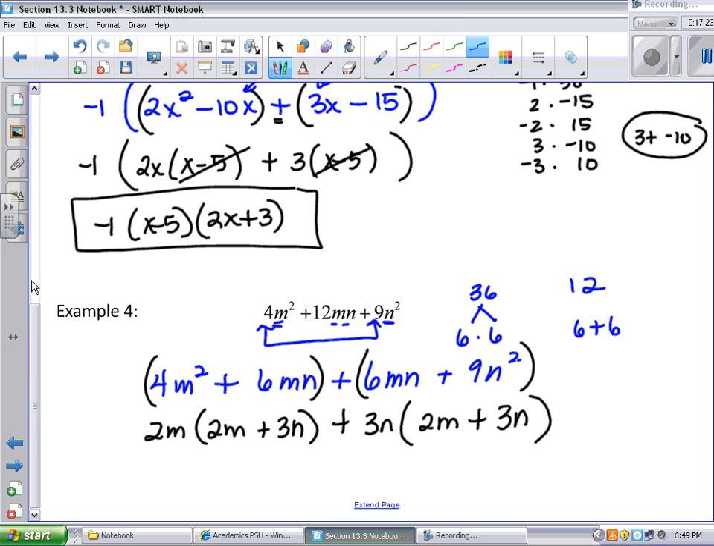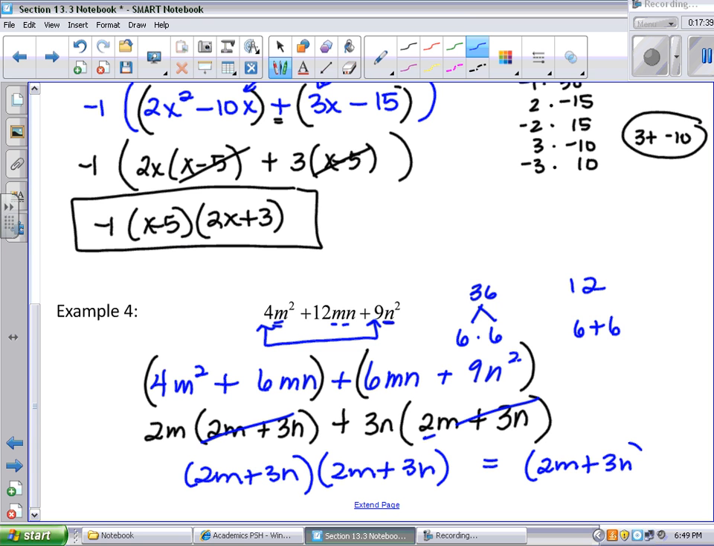Common factor here, 2m plus 3n. And what's left? 2m plus 3n. If we notice those factors are the same, you can write it as 2m plus 3n quantity squared because we have two of the same factors.